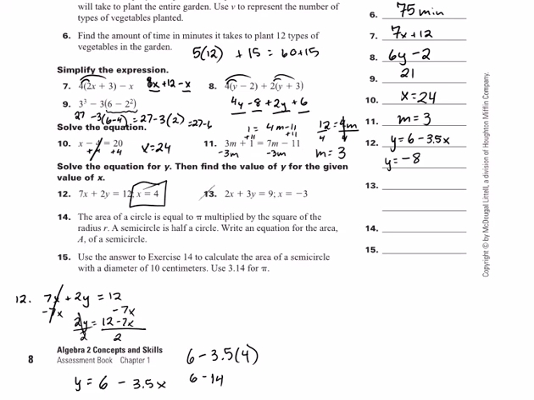Alright, when I'm only dealing with variables, that's going to be an example for 14. So area of a circle is equal to pi multiplied by the square of the radius, pi r squared. Write an equation for the area. Well, there you go. There's an equation. Area equals pi r squared.